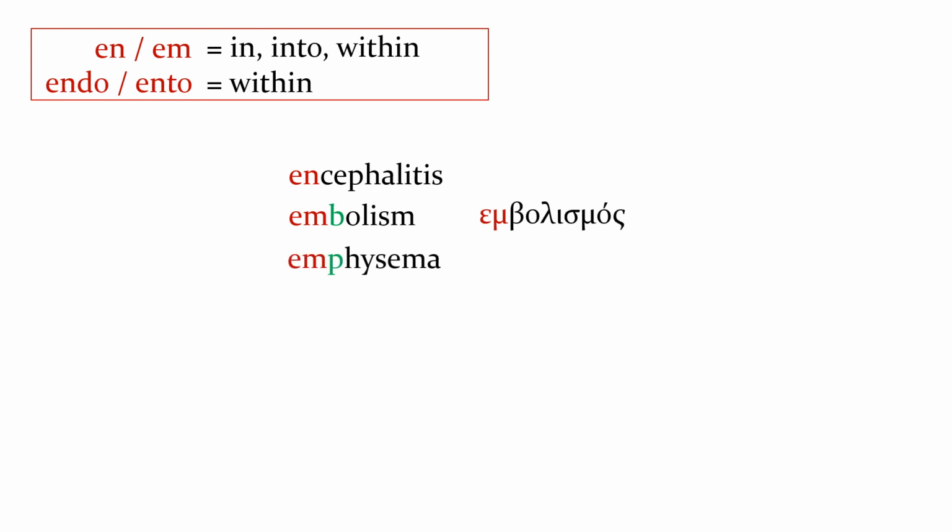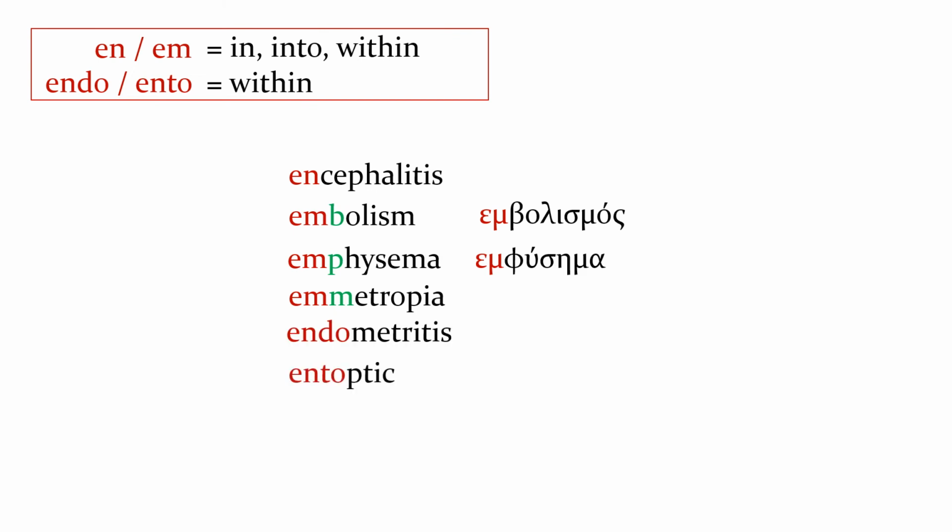Embolism, embolismos, emphysema, emphysema. And you may know, those of you who are students of Greek might know the word physema or physao, which is I blow air. So emphysema, something that is in the air, in the breathing. Emetropia, endometritis, entoptic.